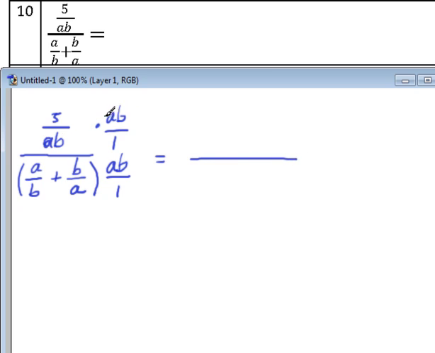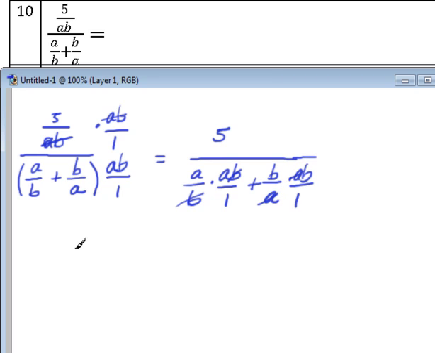In the numerator, these just cancel, and we get 5. In the denominator, we'll multiply through a over b times ab over 1 plus b over a times ab over 1. All right, now cancel this b with this b, and this a with this a. So we have 5 divided by a squared plus b squared.